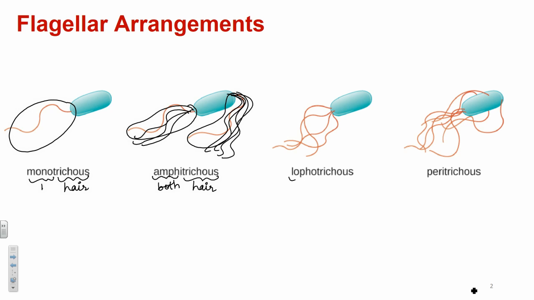Lophotrichous is where you have a bunch of flagella on one end of the bacterium. So a bunch or cluster of hair on one end of the bacterium. Peri is for all over. In this arrangement, you find flagella all over the body of the bacterium.